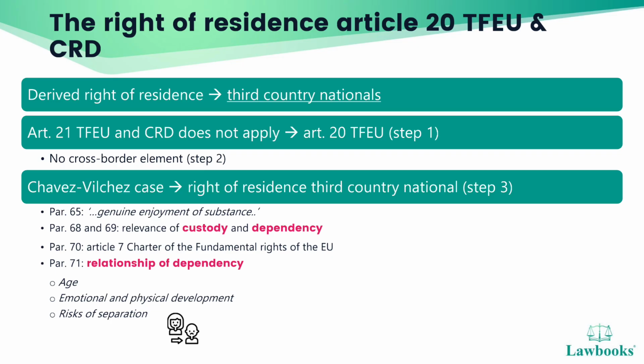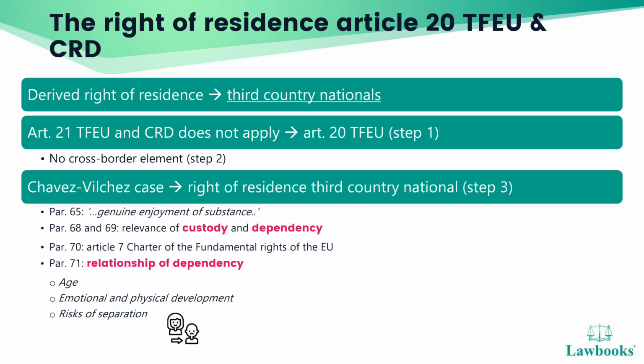And in paragraph 70 we see that actually we're dealing with the Charter of Fundamental Rights of the EU, because Article 7 is about the right to respect for family life. And to respect family life, you obviously don't take away the mother from a child. So paragraph 71 again states that we really have to look at that relationship of dependency. So how dependent is the child on the parent that maybe has to leave the EU?